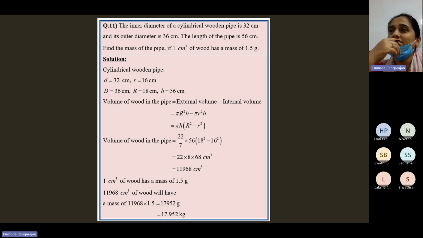Yeah, Bhavishya. No, what I'm saying is, see here. What is given? 1 centimeter cube. Centimeter cube is a unit for what? Volume, right?